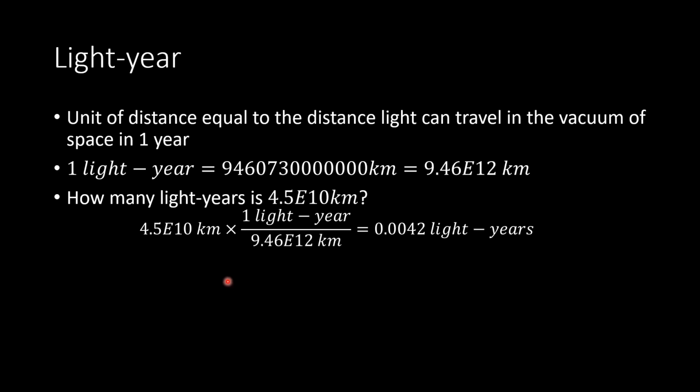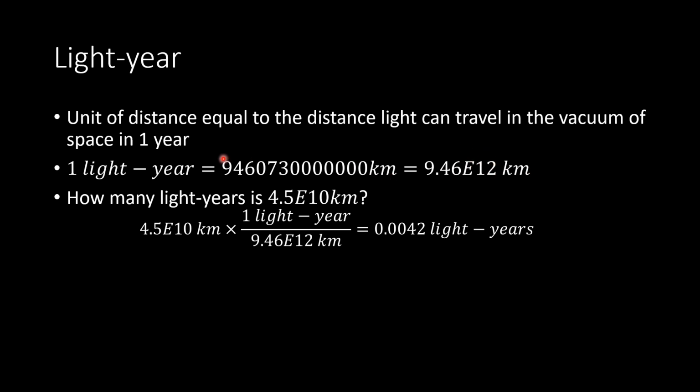The last distance we're going to cover is the light year, and this is probably the one you're more familiar with from class or even just hearing about distances in space up to this point. So a light year is, again, the unit of distance equal to the distance light can travel in the vacuum of space in 1 year. And the number on that is 9.46 trillion kilometers, or 9.46 times 10 to the 12 kilometers, which is the much easier way to write it.